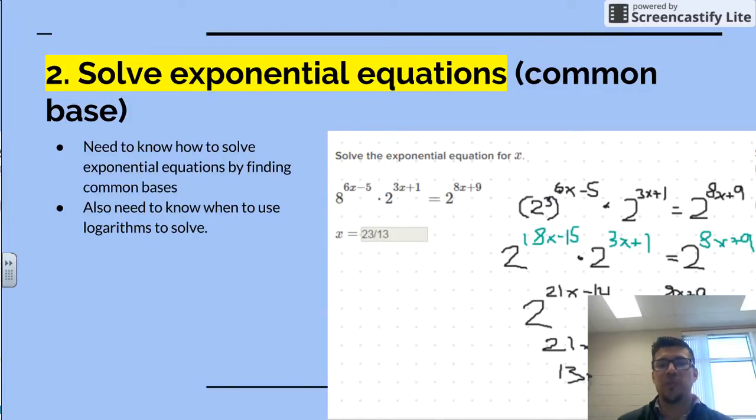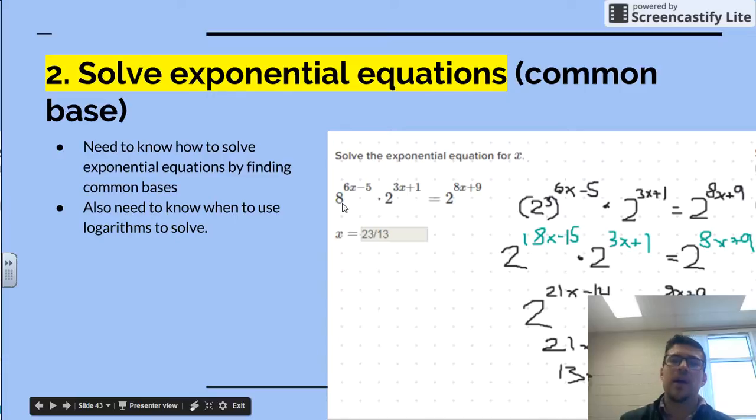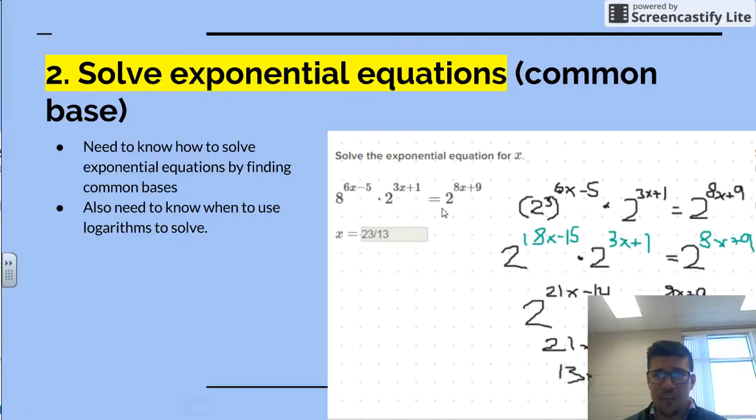All right, here's an example of when you would use a common base, right? I have 8 to the 6x minus 5 power times 2 to the 3x plus 1 power equals 2 to the x plus 9 power. And all that's base 2. So you always want to find that greatest common base. And even if you didn't find the greatest common base, if you just find a common base, you can still get this problem right. Okay, so feel free to go through those different steps.